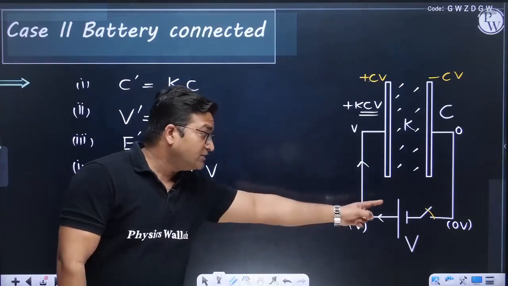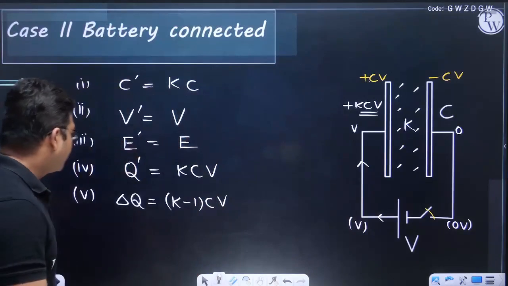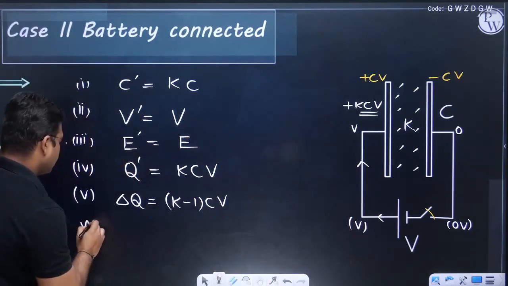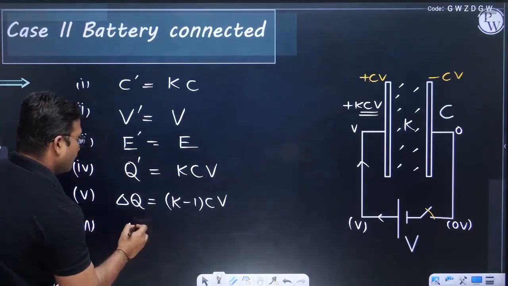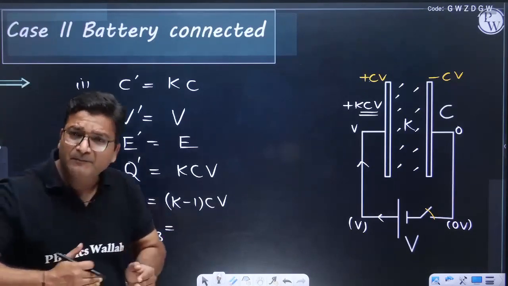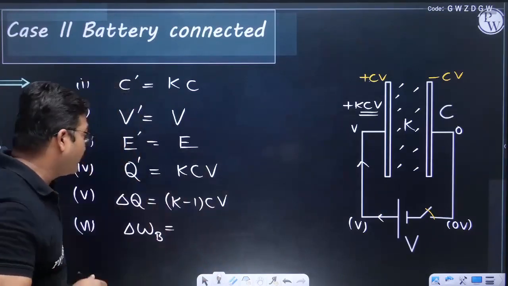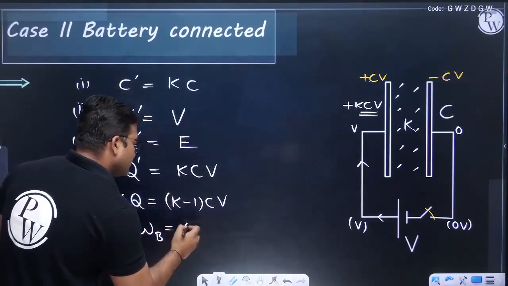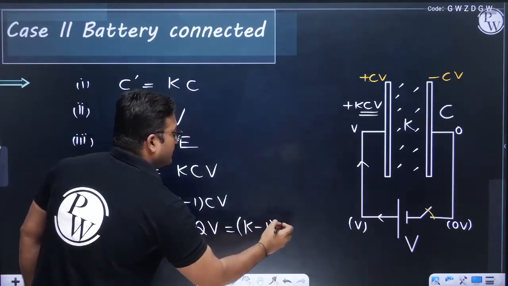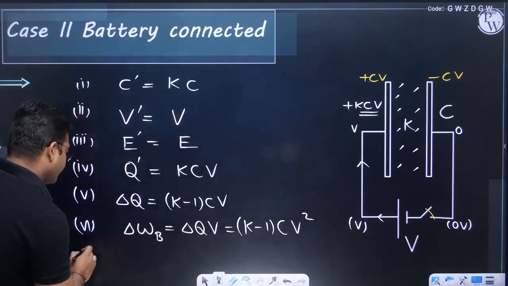This is the charge flown through the battery. And if charge is flowing through the battery, the battery does work. Remember, the battery does work. So let me write the work done by battery. As you know, work done by battery is simply the charge flown through the battery multiplied by the EMF of the battery. So delta Q times V gives you (K minus 1) CV square. Next point.